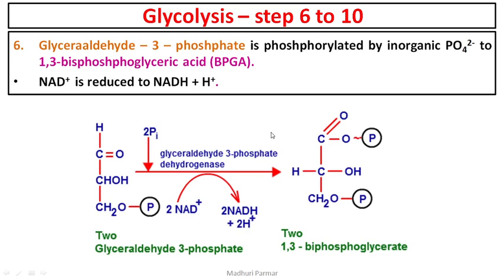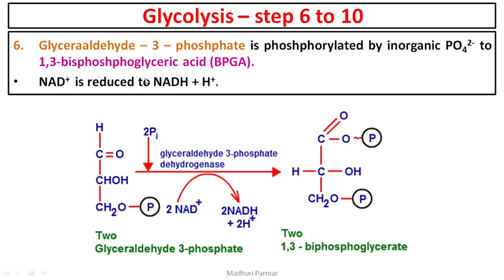The next 5 steps are known as the payoff phase. Payoff meaning you are getting the energy out of these reactions. You invested 2 ATPs, now you will be getting back the ATPs. Clear? So we have glyceraldehyde 3-phosphate molecules.